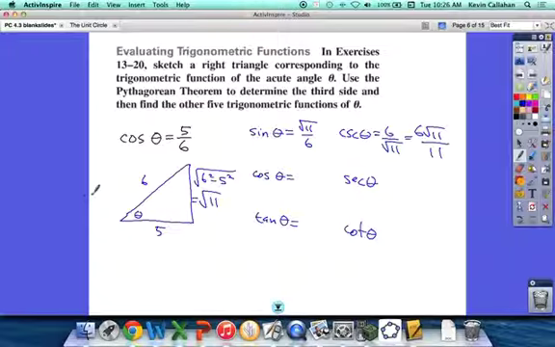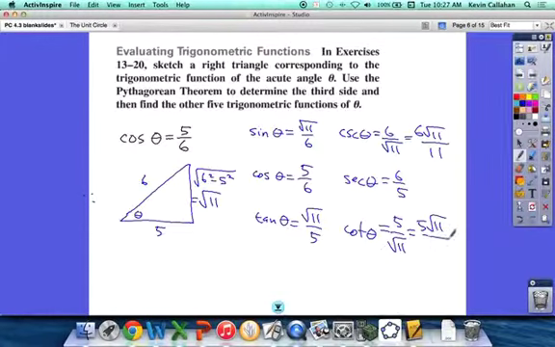Cosine. Cosine we were given, right? So 5 over 6. What is the secant? Flip the cosine to get 6 over 5. Okay, tangent should be opposite over adjacent, root 11 over 5. And then the cotangent would be the flip of that, 5 over the square root of 11, which is 5 root 11 over 11.